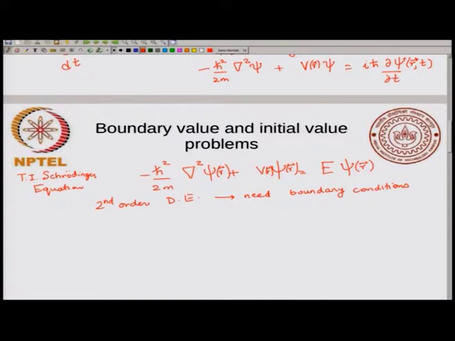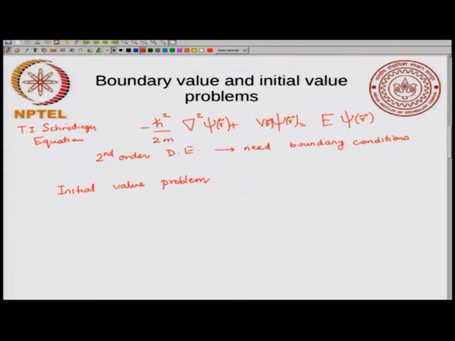Now sometimes you get what are called initial value problems. I will take the example of what is called a diffusion equation. So, the diffusion equation says dou c by dou t, where c is a function of both a spatial coordinate and a time coordinate, is equal to D del square c of r, t.